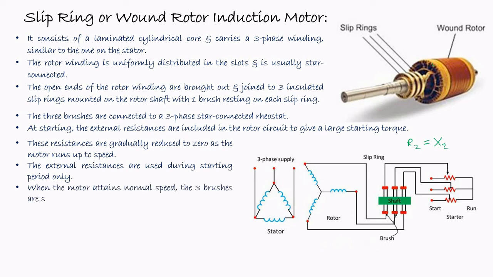When the motor attains the normal speed, the three brushes are short circuited so that the slip ring induction motor will run like a squirrel cage rotor. So once the external resistances are disconnected, then the three-phase rotor windings are short circuited, and then it will be working like a squirrel cage induction motor. The only purpose here to add the external resistance is to get the high starting torque.